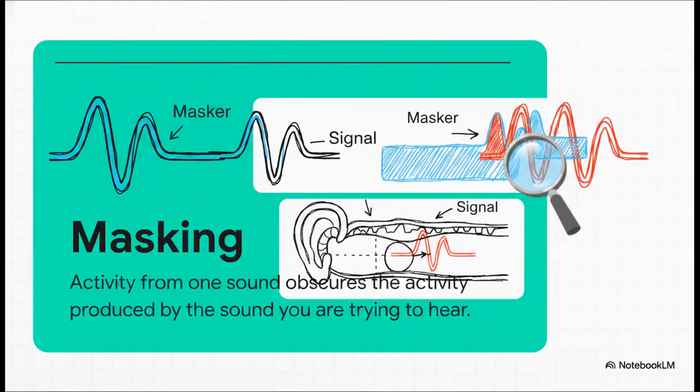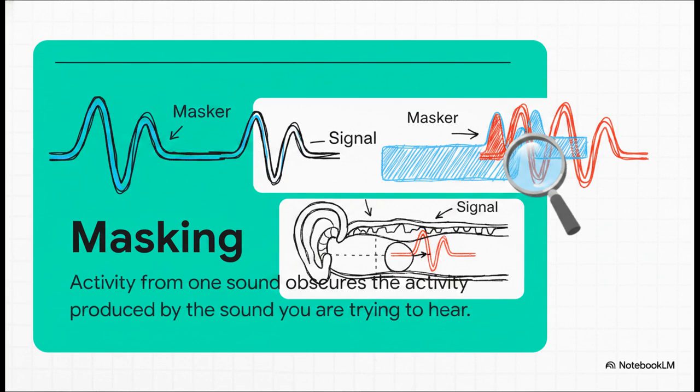And that hearing out phenomenon brings us directly to the formal definition of masking. Masking happens whenever the activity produced on the basilar membrane by one sound, which we call the masker, obscures the activity produced by the sound you're actually trying to hear, which is the signal. Honestly, it all comes down to real estate in the ear.